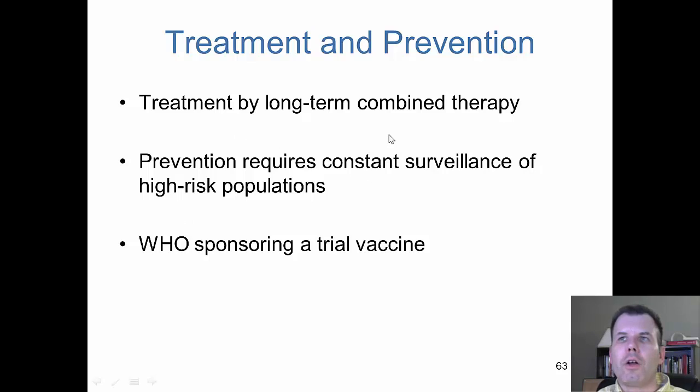Okay, treatment and prevention. Again, treatment is by long-term combined therapy. Prevention requires constant surveillance of high-risk populations. And again, there are some trial vaccines, but nothing has come out where we say, yeah, we've conquered it. So there are still trials. And like I said, there are still areas in the world that are endemic with this disease. So you do see this quite a bit in other areas of the world.